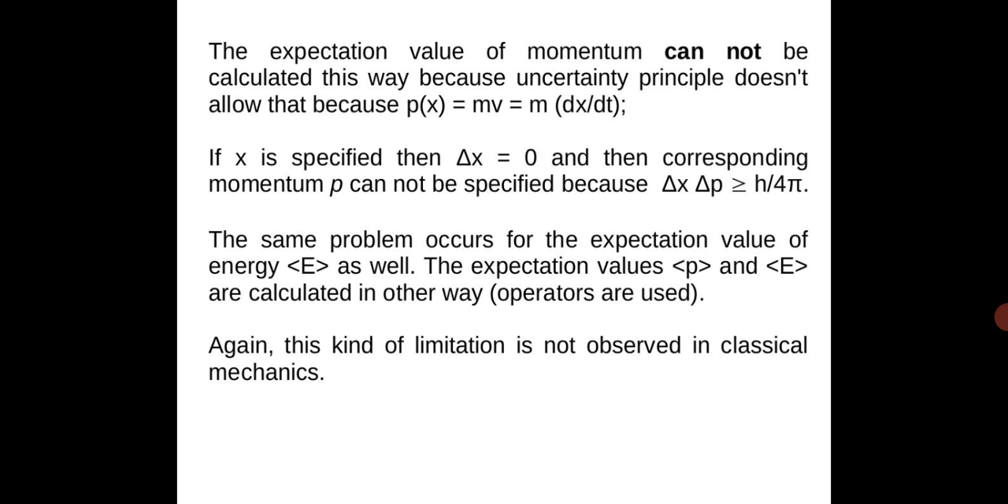Because p_x is equal to mv, so m times dx by dt. The rate of change of displacement is nothing but the velocity. If x is specified, then dx will be 0, and then the corresponding momentum p cannot be specified. That is from Heisenberg's uncertainty principle: the uncertainty in the simultaneous measurement of position and momentum should be greater than or equal to h cross by 2, or h upon 4 pi.